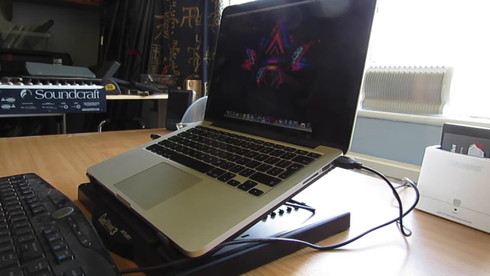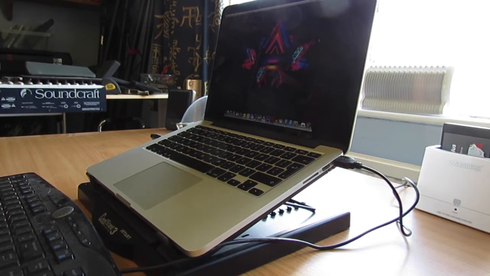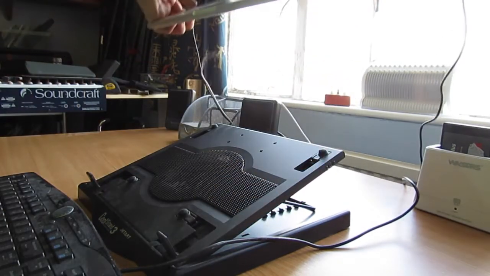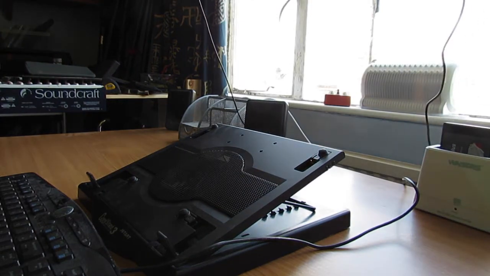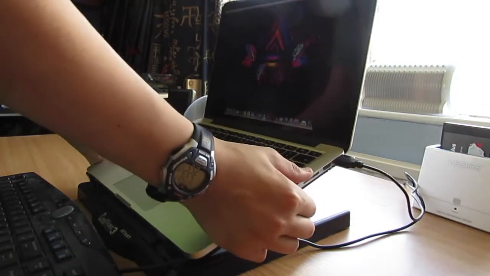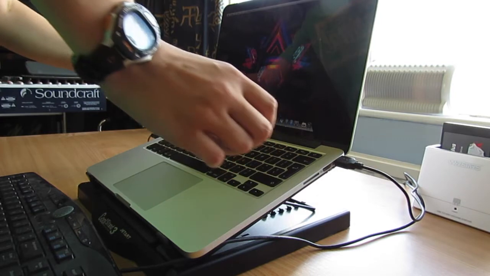It's got 8 gigs of RAM, 256 gigs of storage, and it's sitting on a Coolart 3 notebook cooler fan stand thing. If I take the laptop, you can kind of see. There we go.